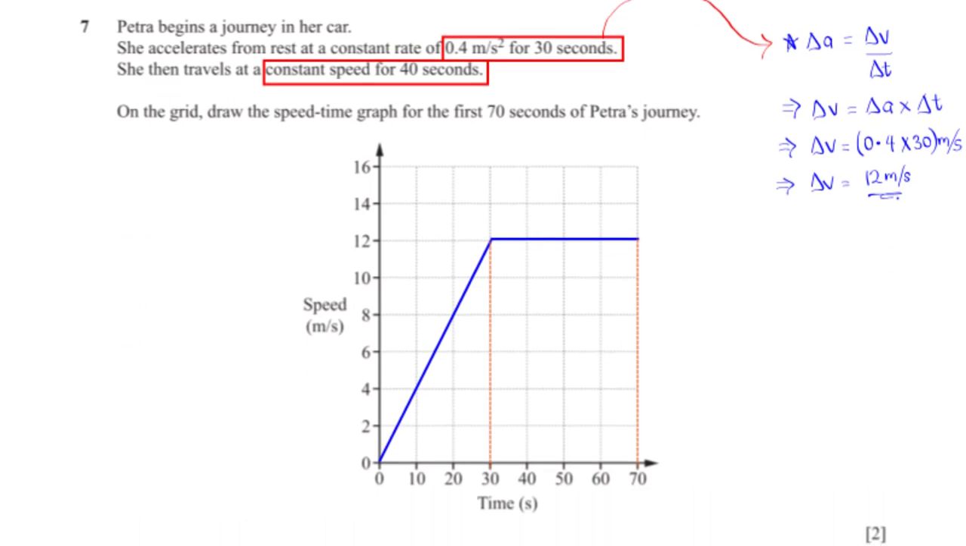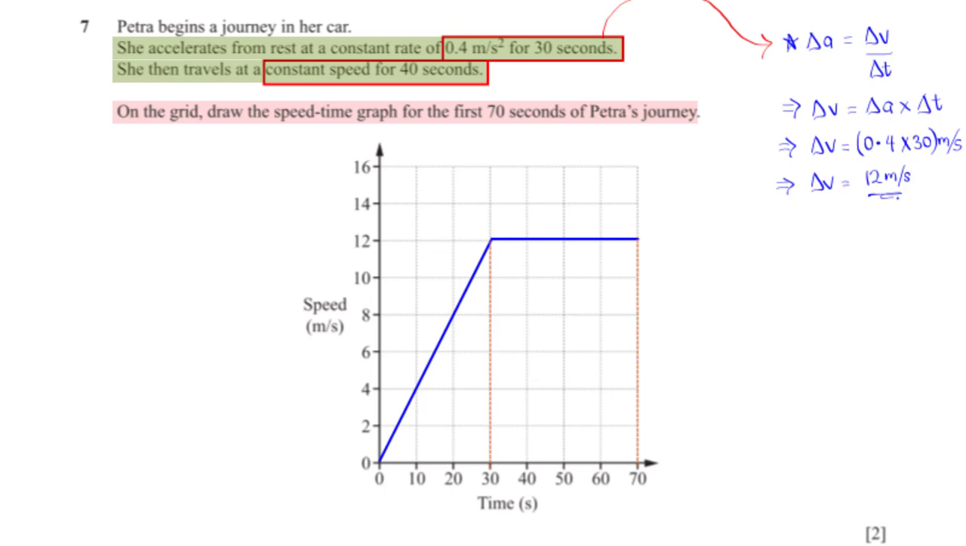Petra begins a journey in her car. She accelerates from rest at a constant rate of 0.4 meters per second squared for 30 seconds. She then travels at a constant speed for 40 seconds. On the grid, draw the speed time graph for the first 70 seconds of Petra's journey.